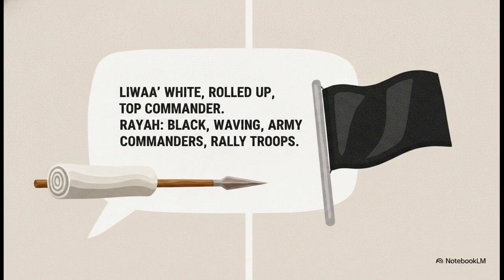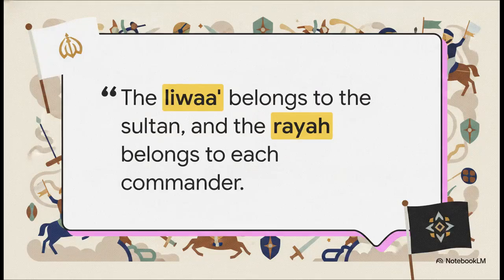On the other hand, you have the rayah. This was a black banner given to the general army commanders, actively used for rallying specific troops out in the field. The 11th century scholar al-Sarakhsi hit the nail on the head with this historical ruling. It perfectly confirms how these flags served as a visual hierarchy. The white liwaa signaled the ultimate authority, the sultan, while the black rayah acted as a rallying point for individual squads and battalions.